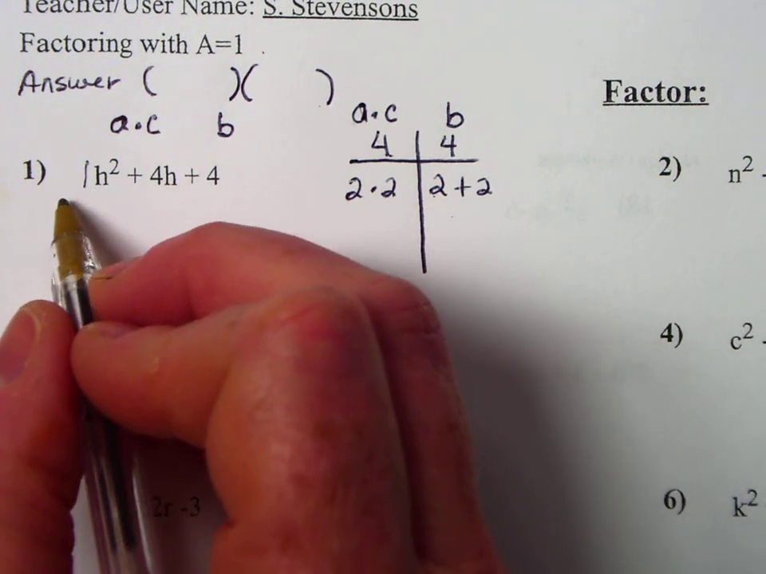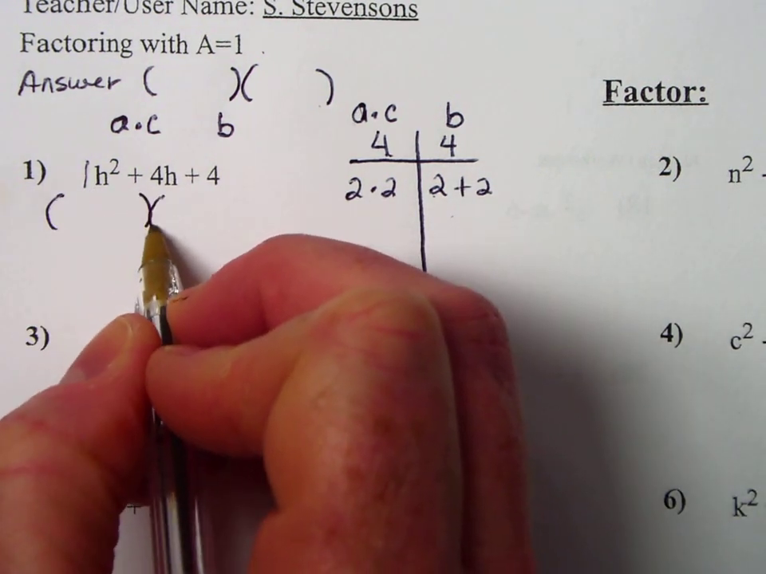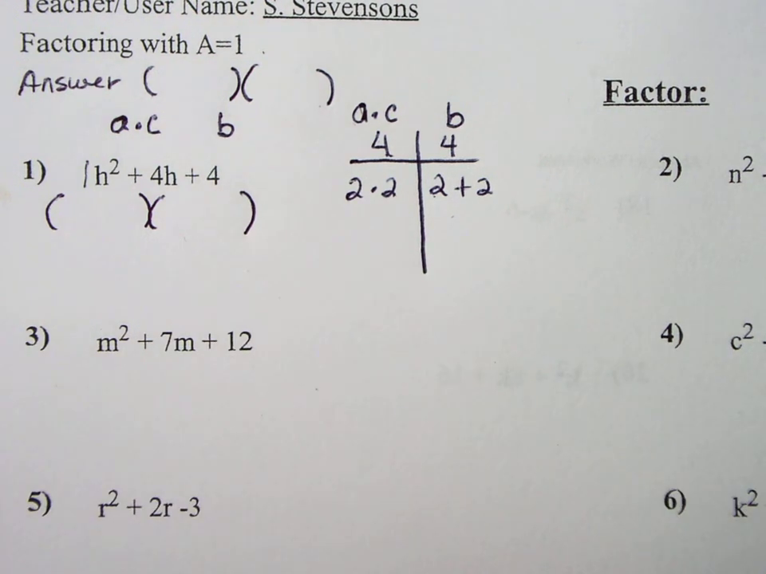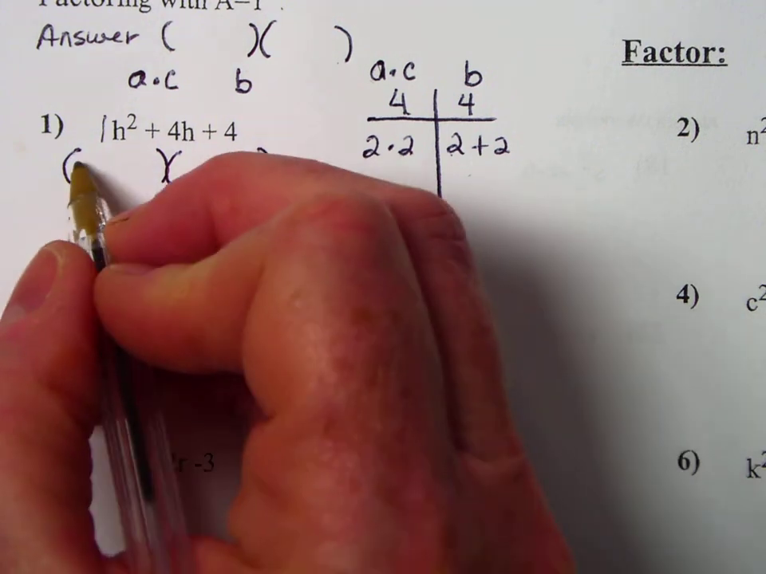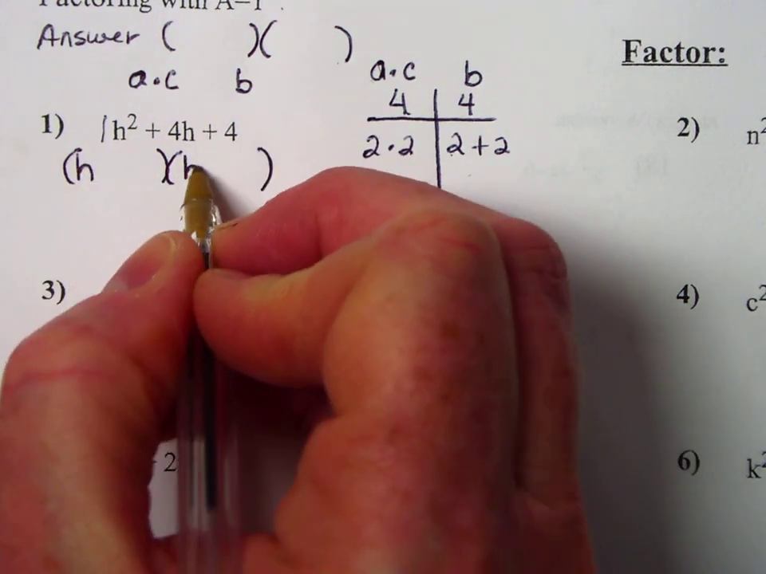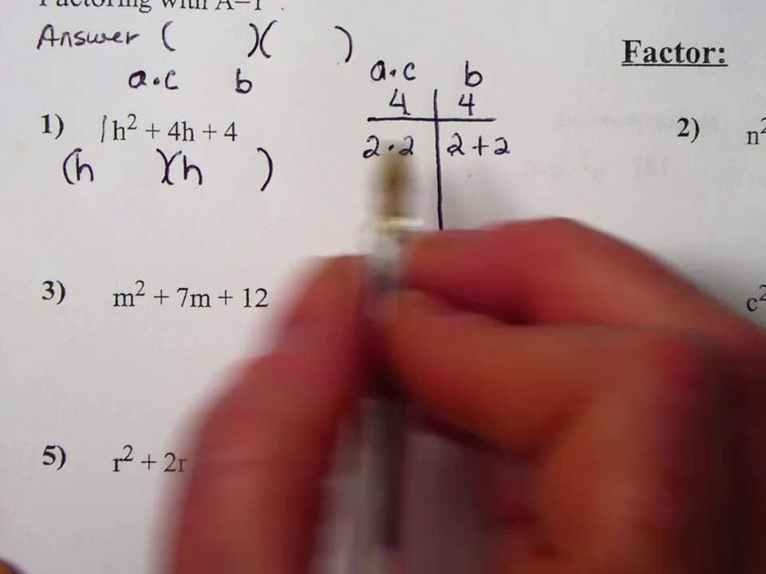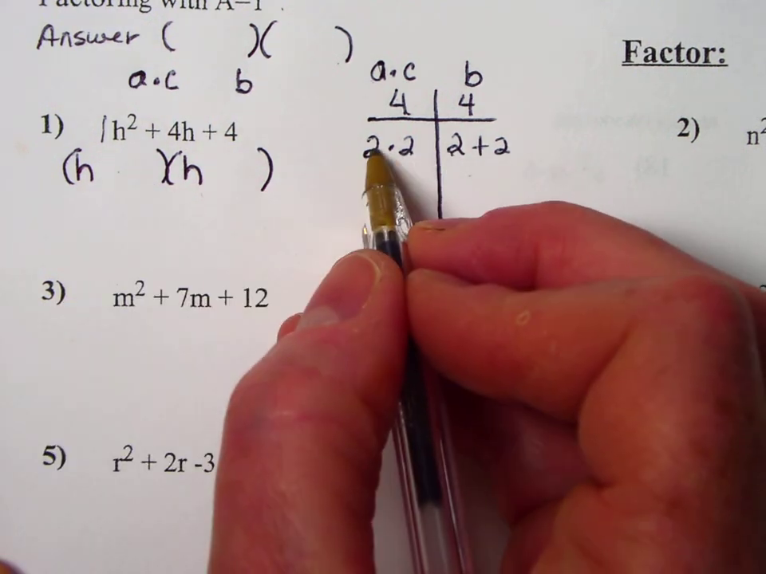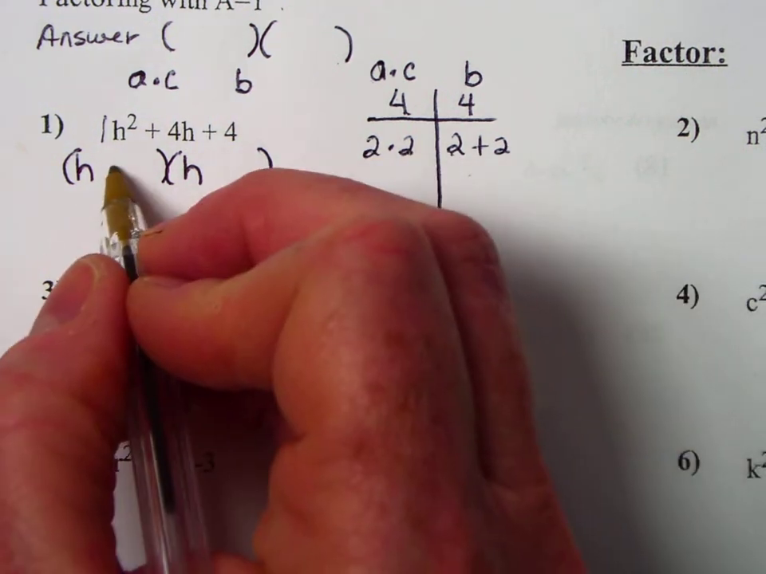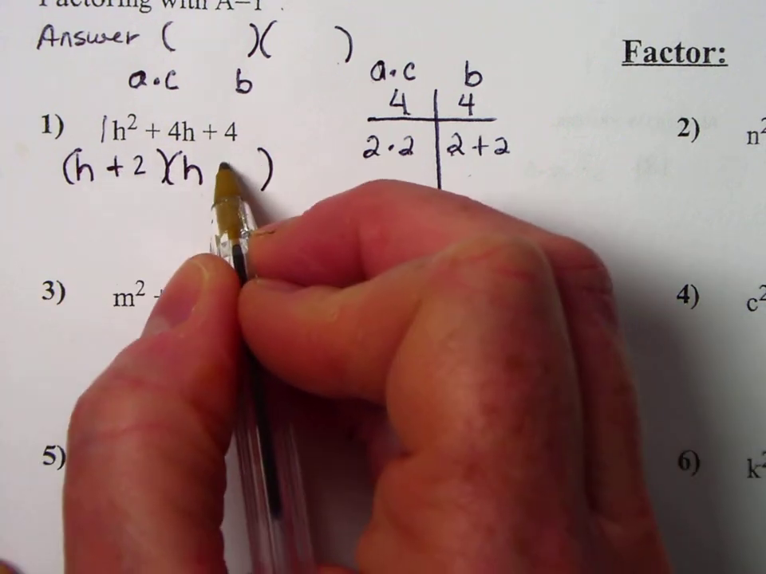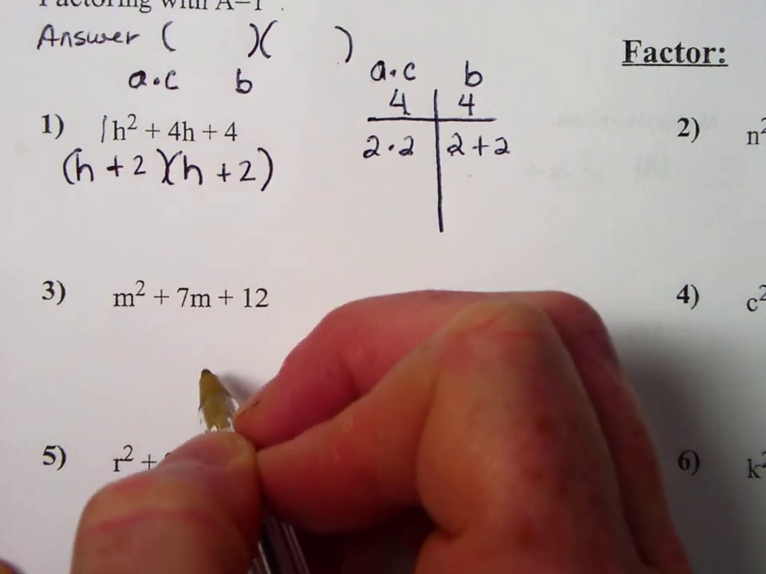Because I have a leading coefficient of 1, I can immediately build my two sets of parentheses. I don't have to factor by grouping when I have a leading coefficient of 1. All I have to do now is put the variable that's in the problem in the first part of the parentheses, and I put in my values here. The first set of parentheses is going to get one of the 2's. The second set is going to get the other 2. Fortunately, they both happen to be the same thing, which is good and bad.